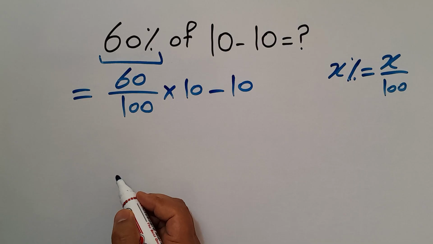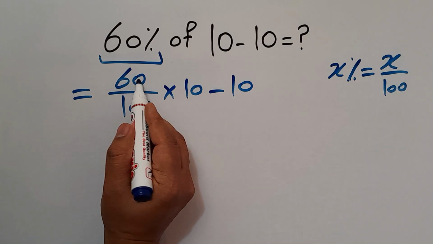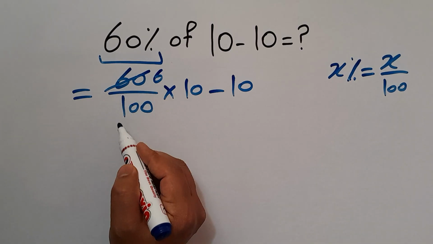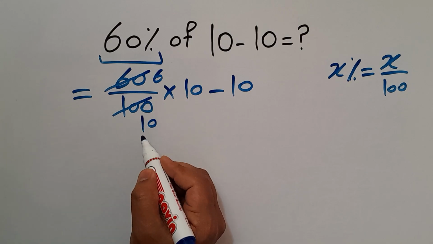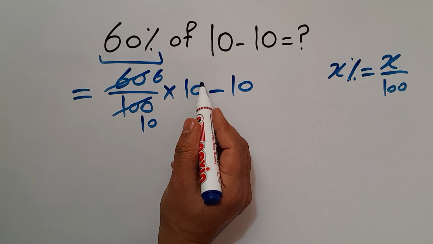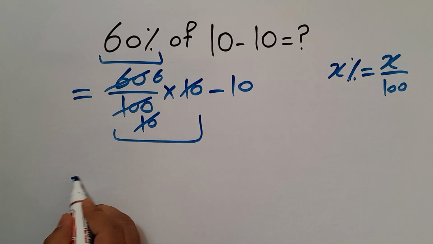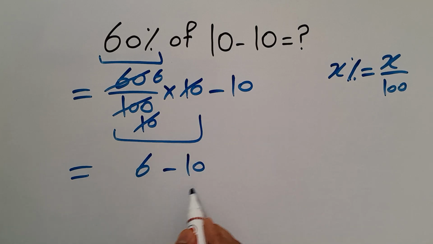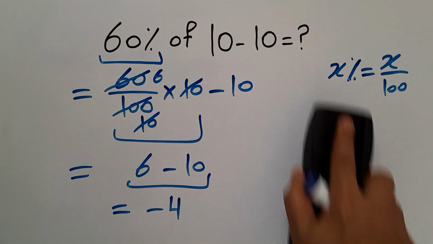Okay, and now we can simplify this. 60 divided by 10 equals 6, and 100 divided by 10 equals 10. And now we can easily cancel this 10 and this 10. So we have here 6 minus 10, which equals negative 4. So our final answer to this problem is just negative 4.